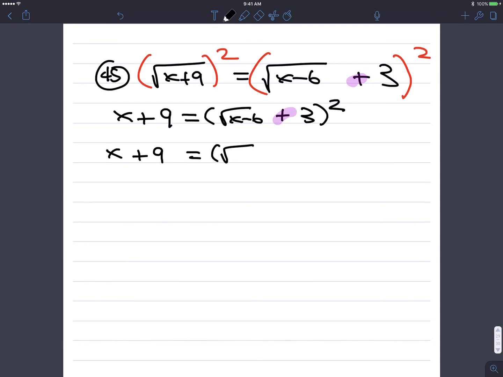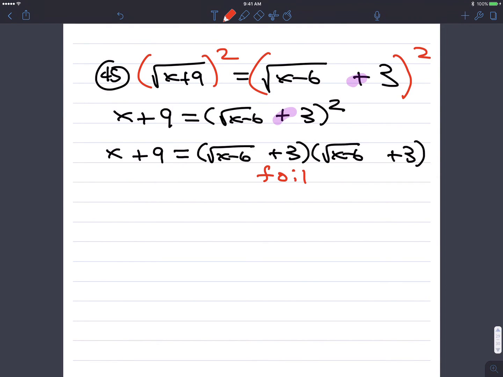So I have the square root of x minus 6 plus 3 times the square root of x minus 6 plus my 3. This is starting to get a little bit difficult to write, so bear with me. Let's be careful. Square root of x minus 6 plus 3, square root of x minus 6 plus 3.